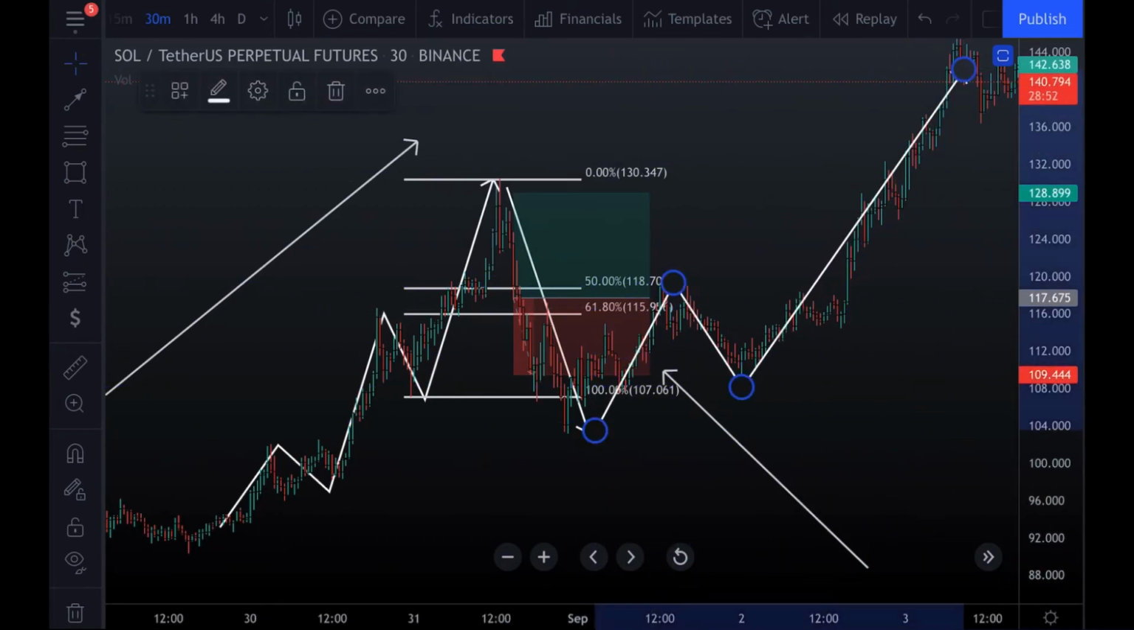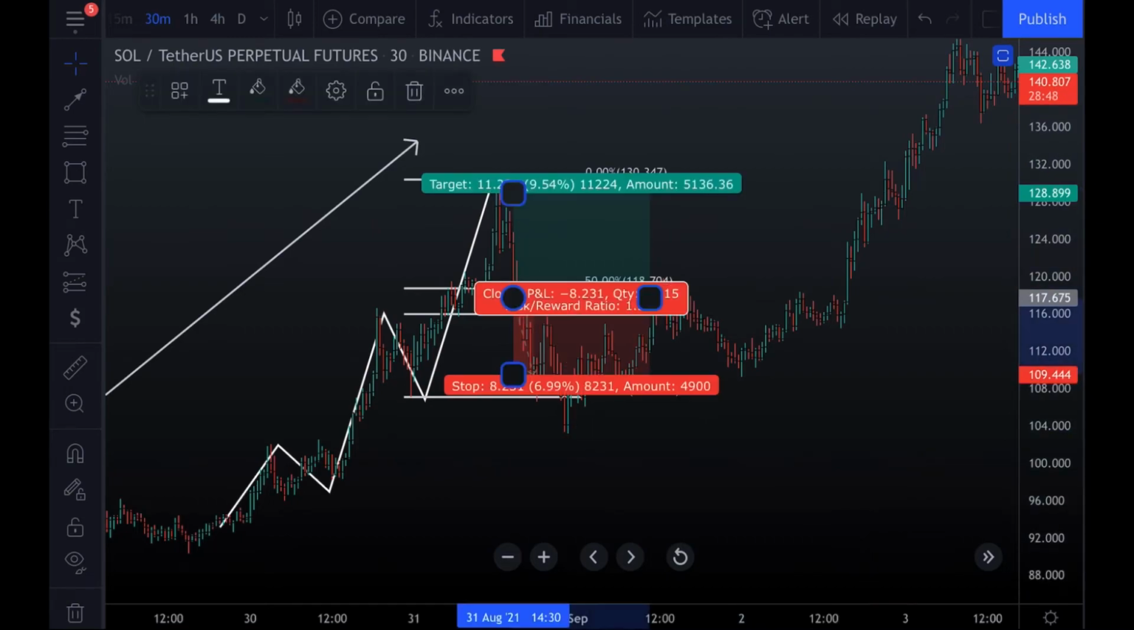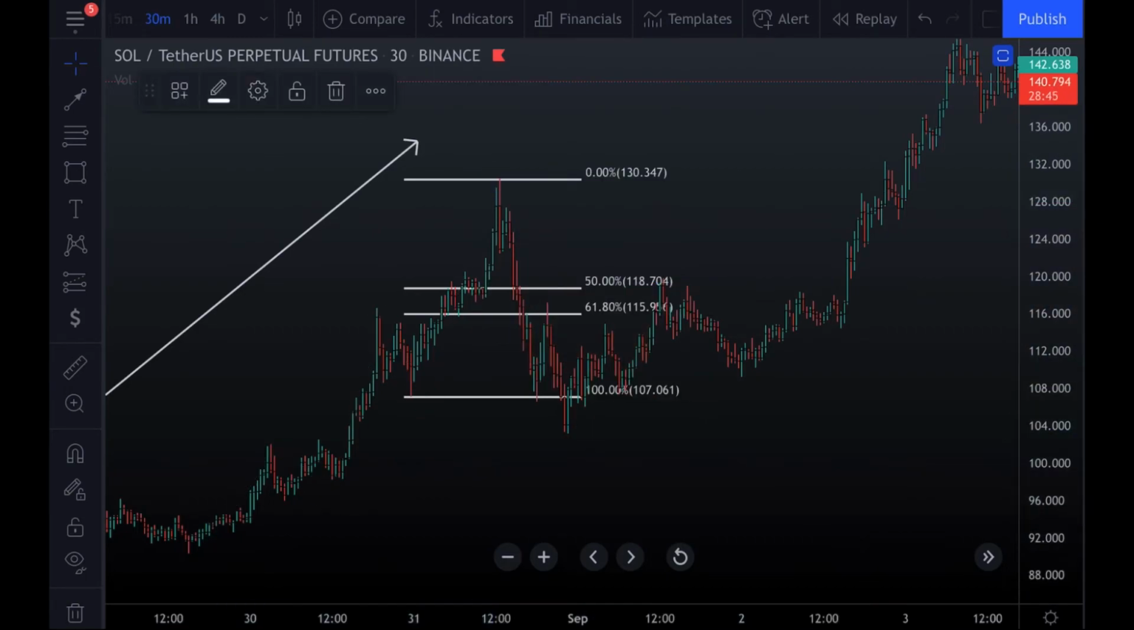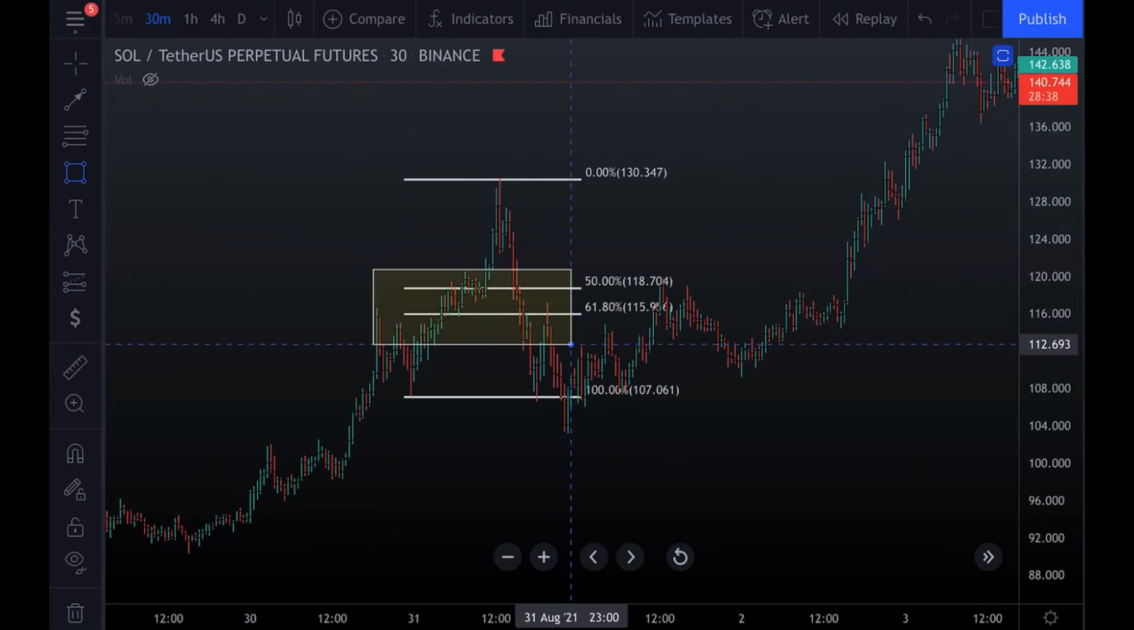Which means that we cannot fully rely on the Fibonacci tool and trade it blindly just because we see the price touches these key levels. We have to wait for confirmation and look for additional confluences in order to increase the quality of our trades.